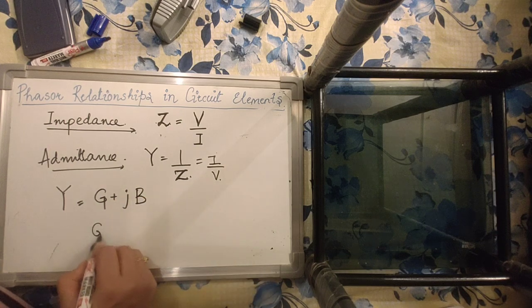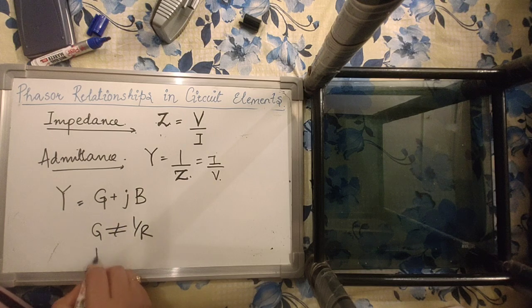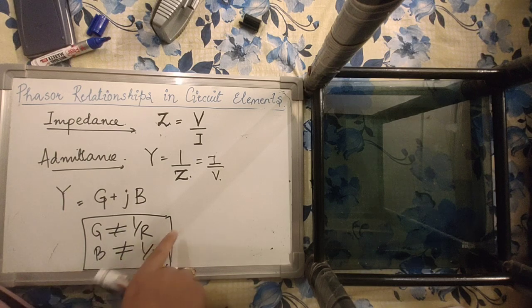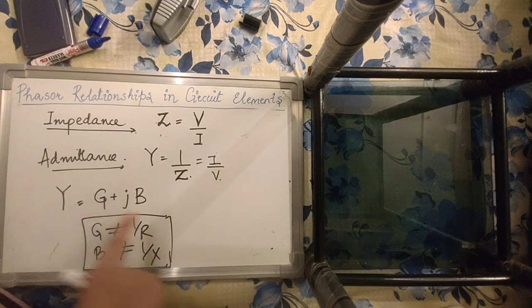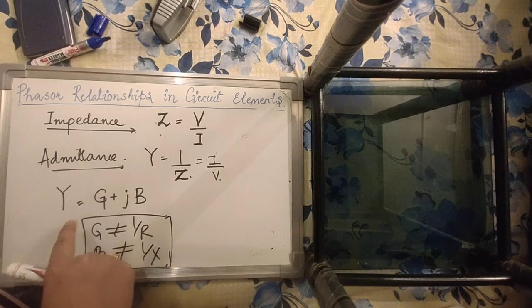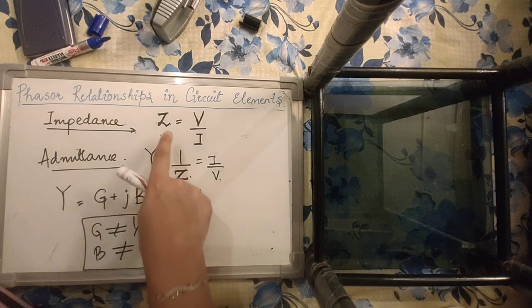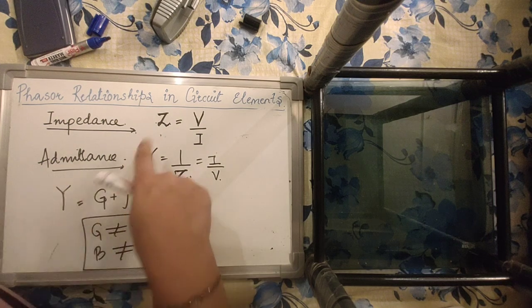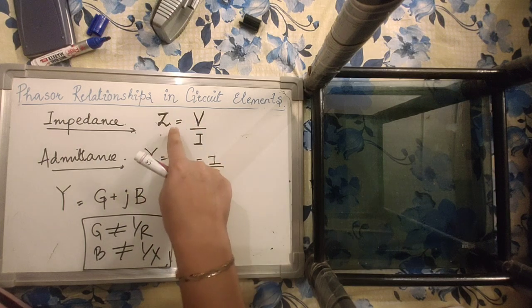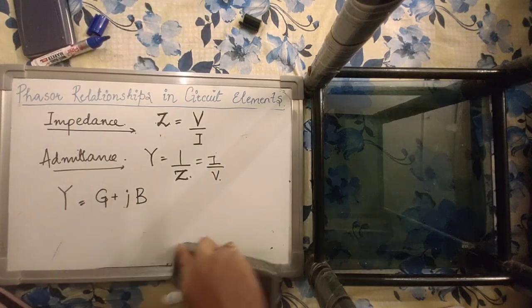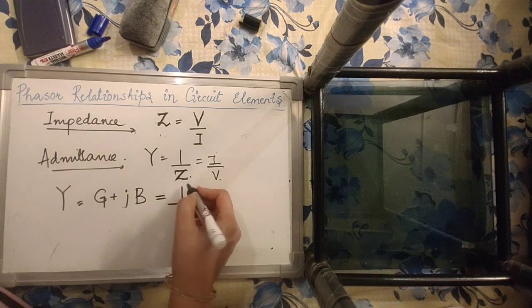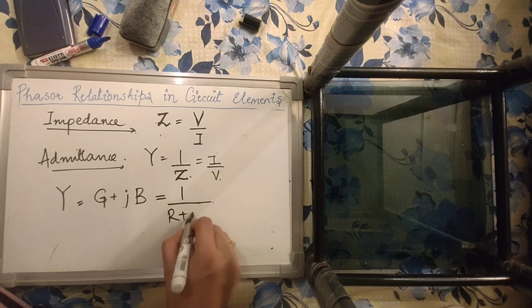And no, G is not equal to 1 upon R, and B is not equal to 1 upon X. This is a confusion that many students tend to make, but please be aware that the real part is not independently the inverse of the real part of Z, and B is not 1 upon X, that is, 1 upon the imaginary part of Z. It's not equal to the inverse of that. But what is actually true is that Y is 1 upon Z, which is simply 1 upon R plus jX.